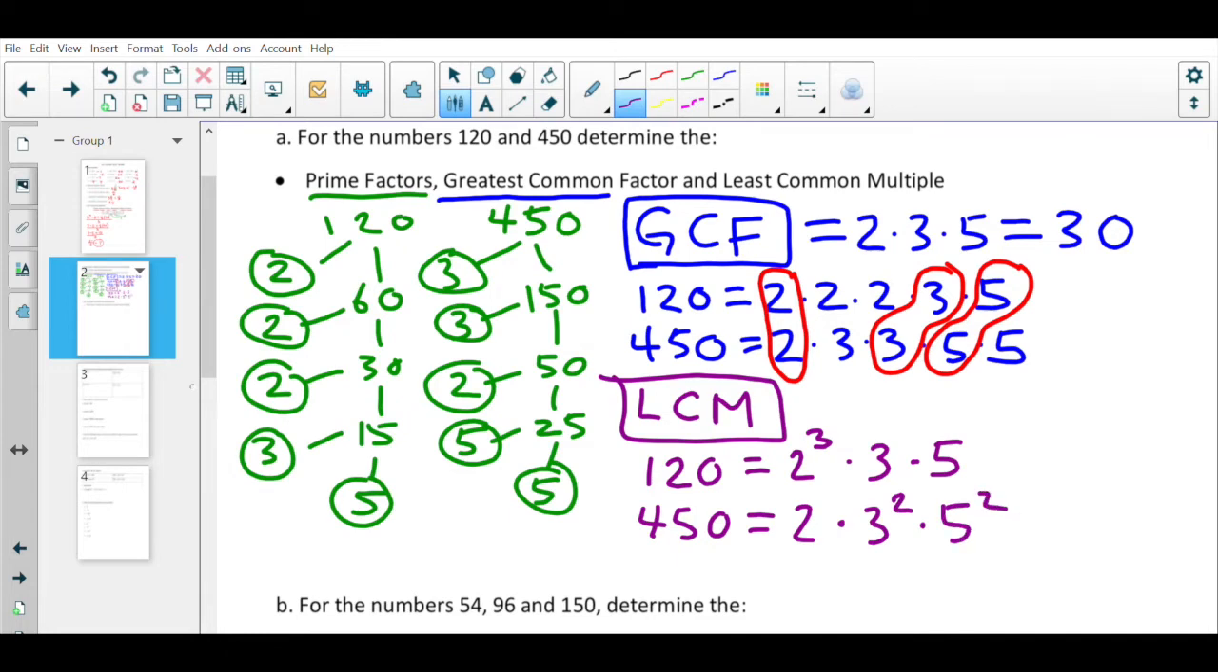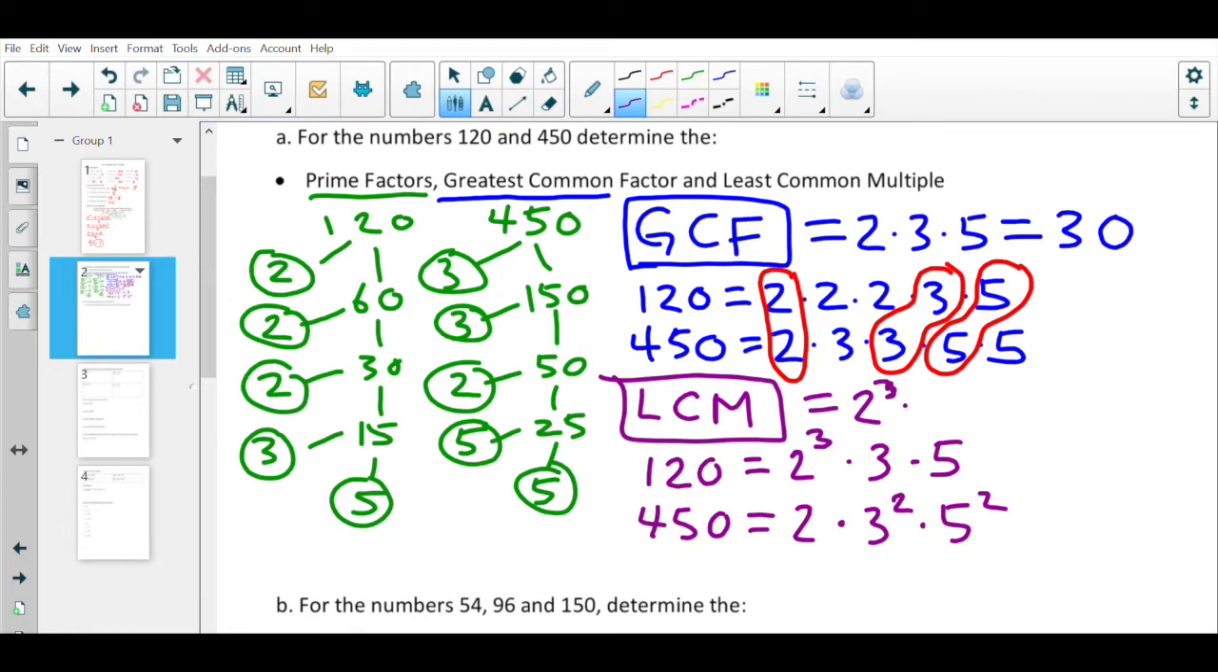So to find the least common multiple, what we need to do is look at each prime factor. So we have 2, 3, and 5. And for each prime factor, select the highest exponent of that prime factor and multiply them all together. So what does that look like? Let's start with the prime factor 2. What's the highest exponent that we see for the prime factor 2 in either number? That's 2 to the third.